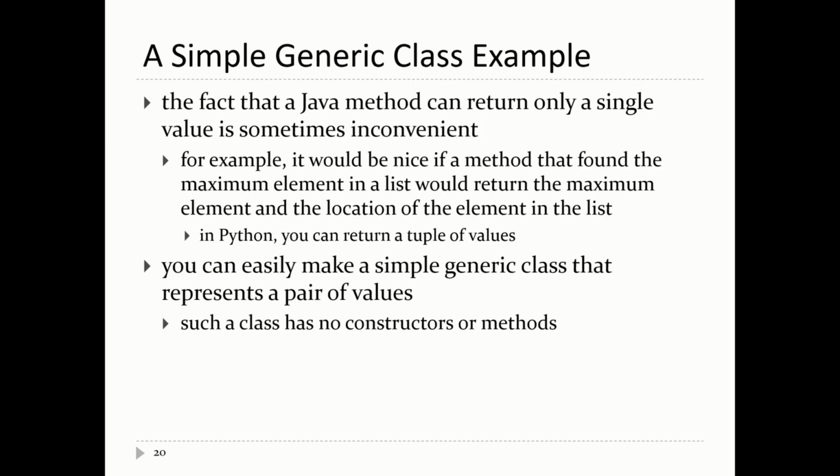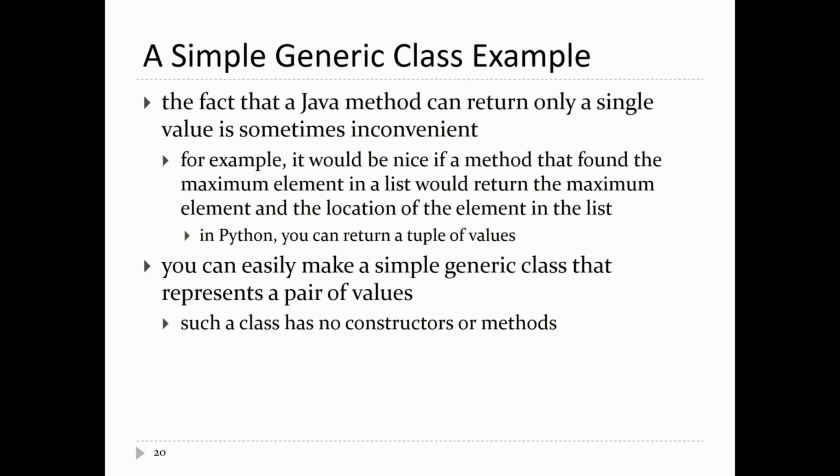So let's cook up a very simple generic class example. We know that a Java method can only return a single value. The same is true in C, but that's inconvenient in both languages. If you're looking for the maximum value in a list, it's often convenient to have both the maximum value and the location in the list where the maximum value occurs. In a language like Python that lets you return multiple values, you can return more than one value from the method.